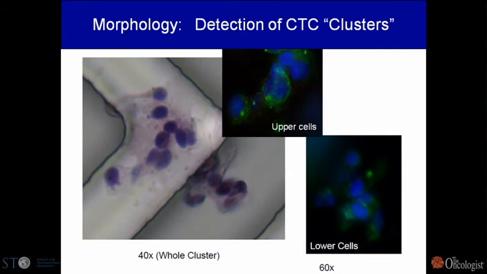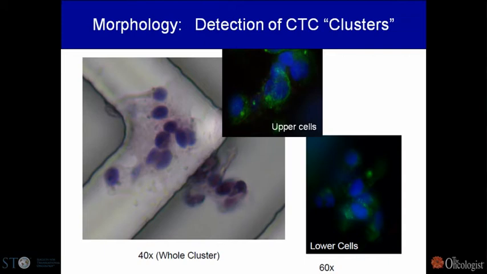The model that we use is the EMT model. Cells are epithelial. They become mesenchymal. They move around as individual cells, go into the blood space, move out of the blood space, become epithelial again, and give rise to a tumor. That's been modeled in mouse. It really isn't well defined in human cancers.